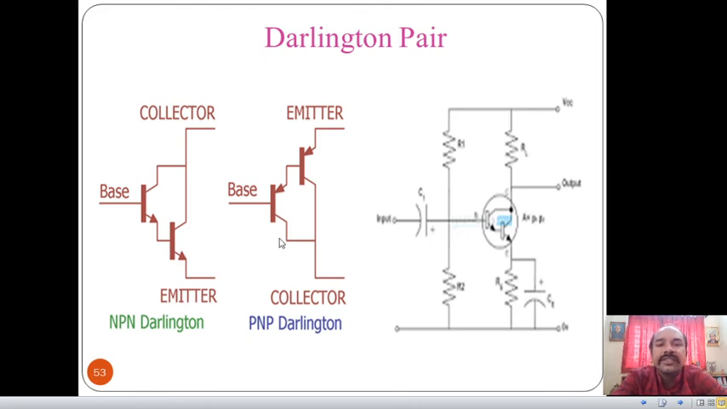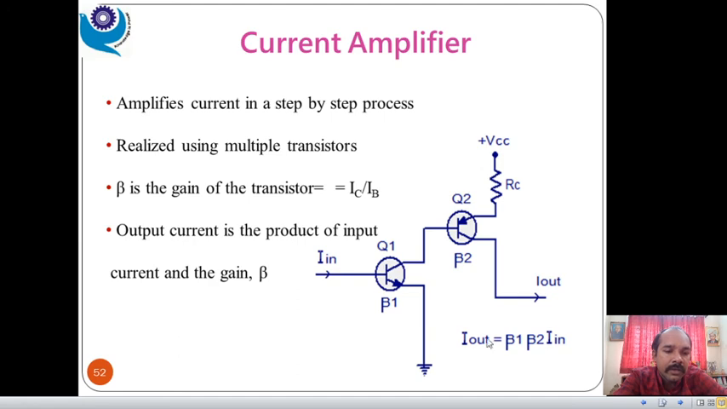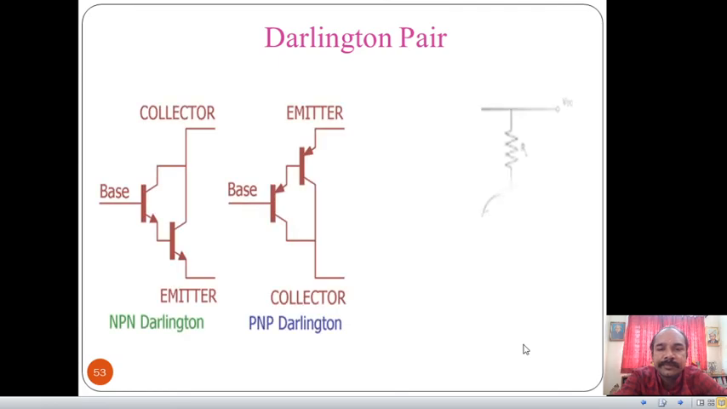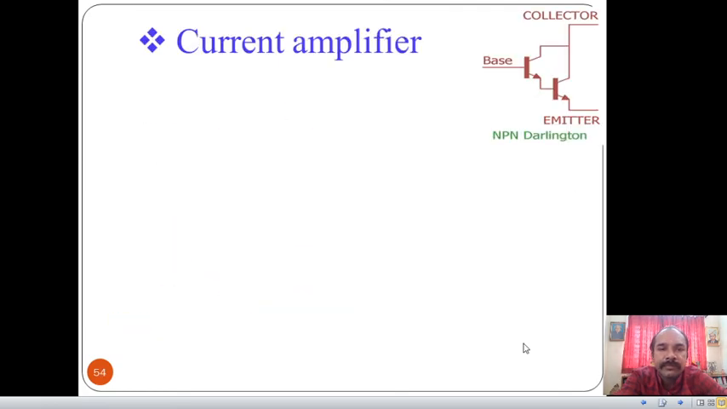Let us take one example of how the final output current is getting multiplied. The final output current is the product of current gains and input current, and we have to prove this. By a certain example we will prove this equation. See here a current amplifier example. Now the same example that we have taken.